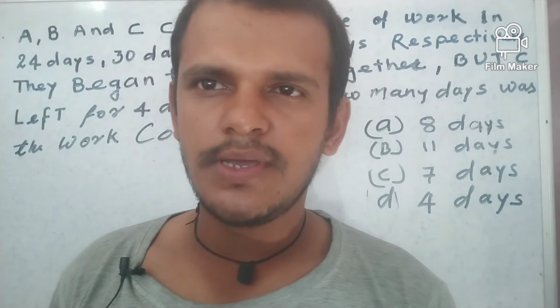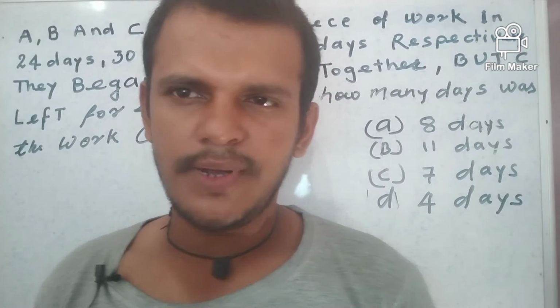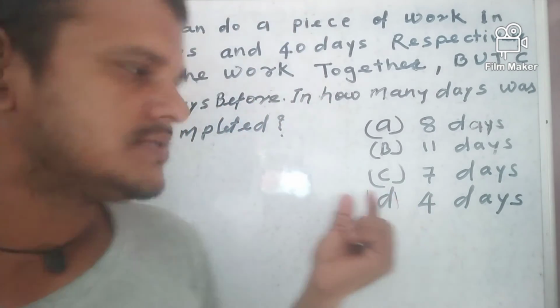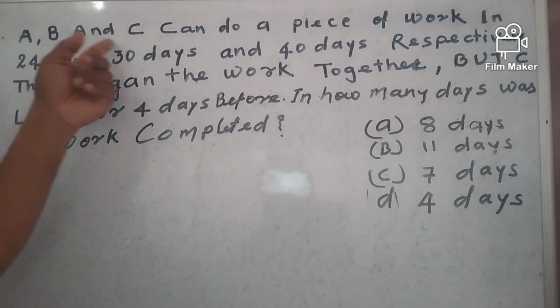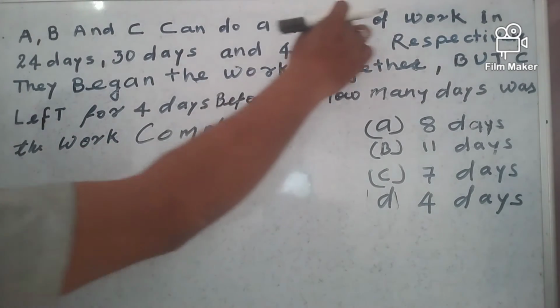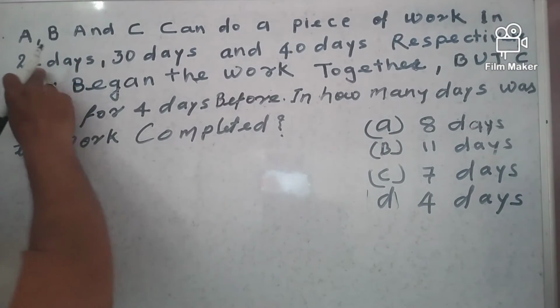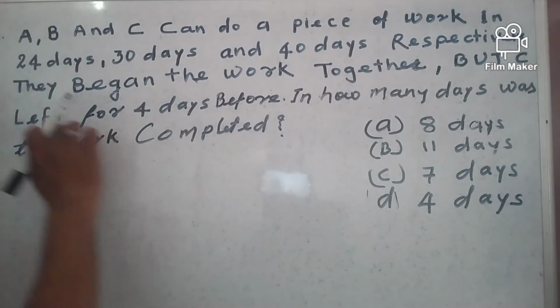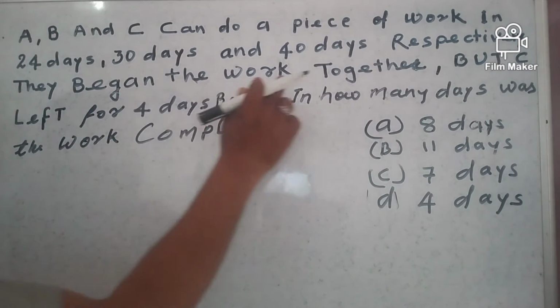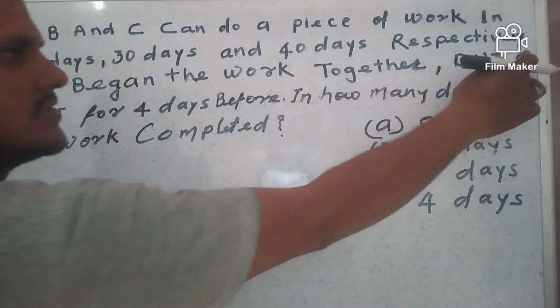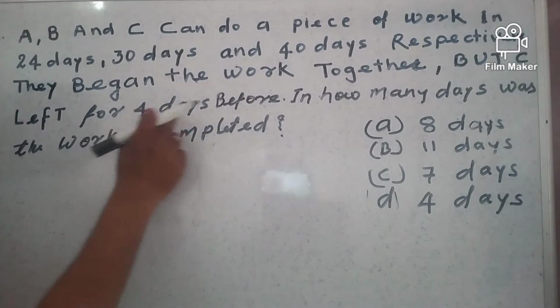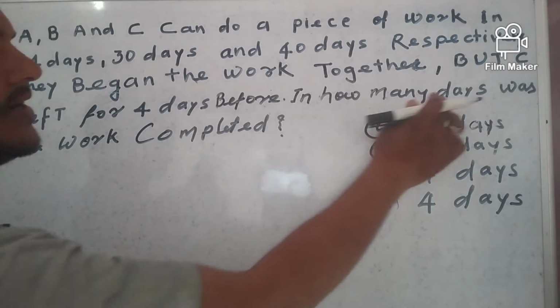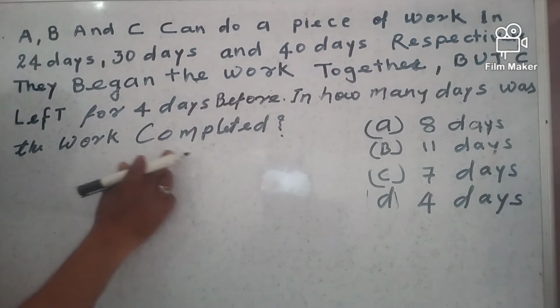The topic we are going to look at today is time and work. So friends, let's start. First question: A, B and C can do a piece of work in 24 days, 30 days and 40 days respectively. They began the work together, but C left 4 days before the end. In how many days was the work completed?